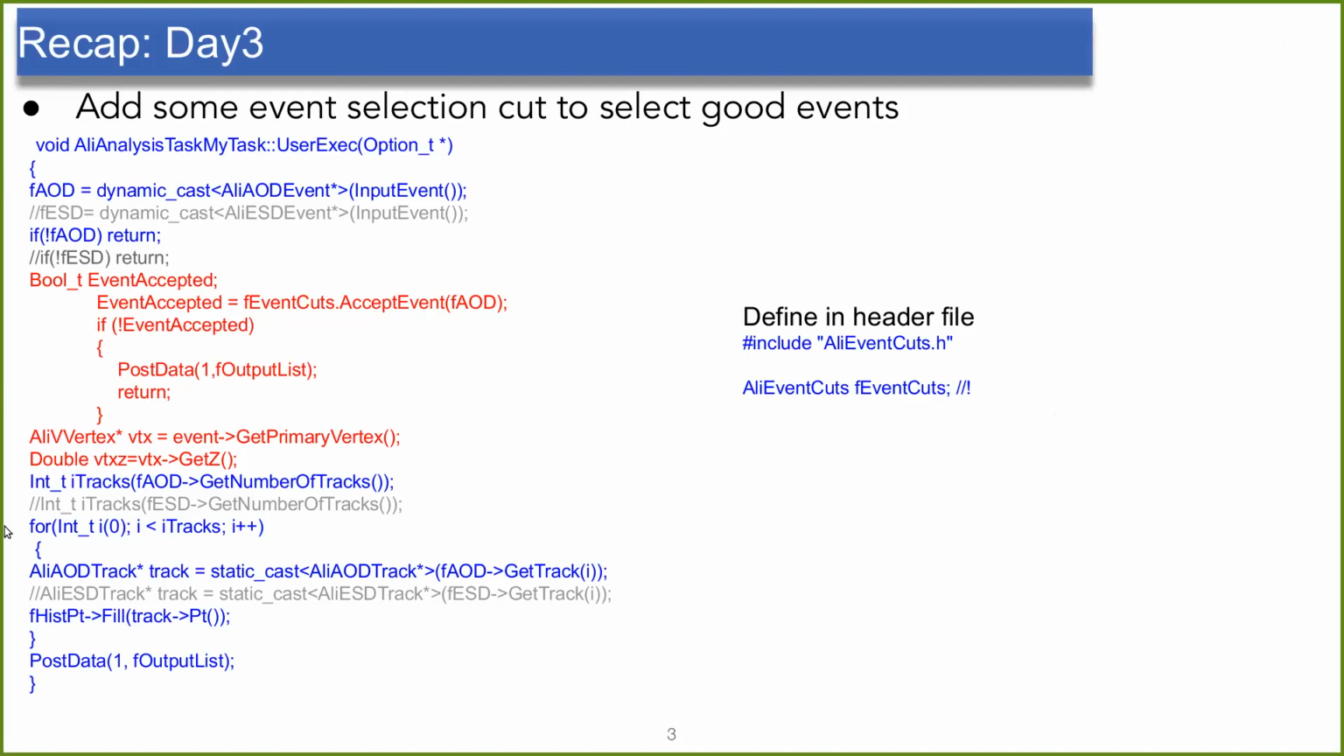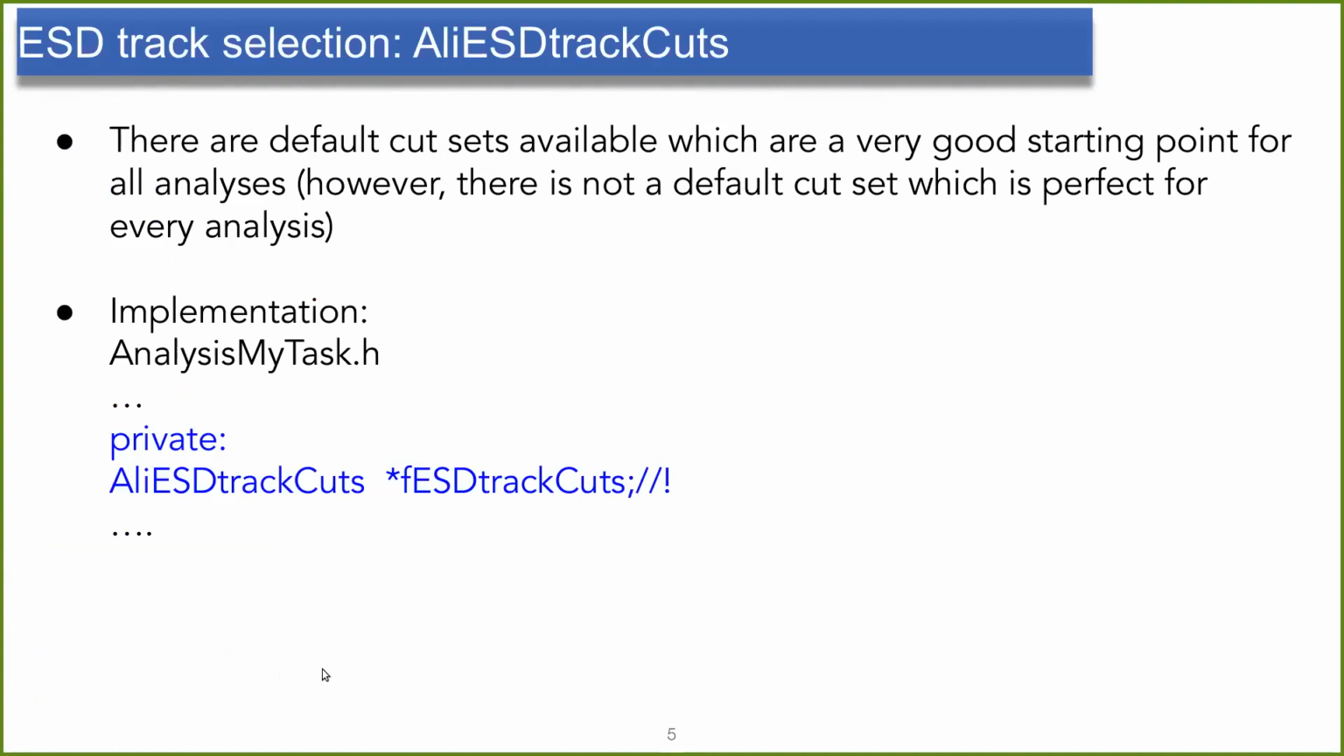Now today what we will do is put some additional selection criteria, but not at the event level, at the track level, inside this track loop here. And we will further select some good tracks from the available tracks stored for that given event. So first I will start with the ESD track, then I will go to the AOD.